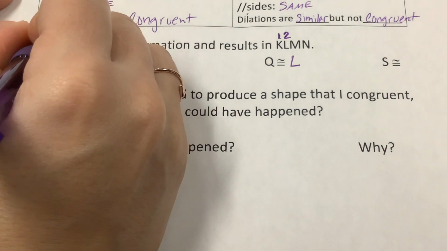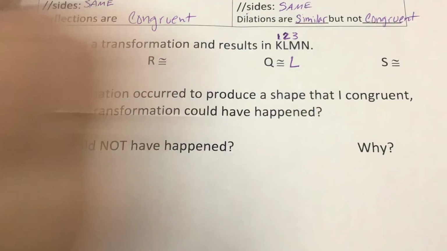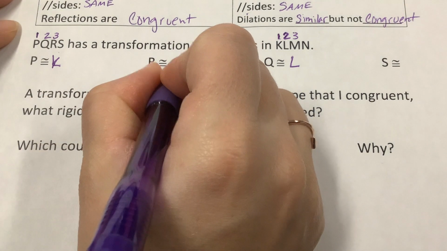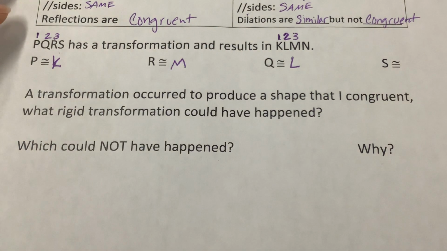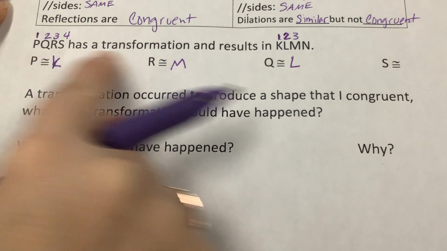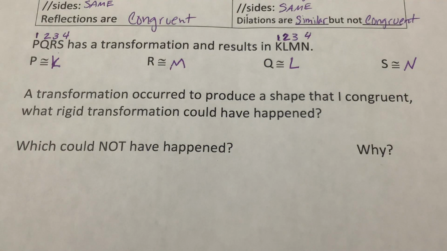R is in the third position, and over here, M is in the third position. So R is congruent to what? M. And finally, we have S is in the fourth position. So S is congruent to N. So just order matters. That's the whole point of that.